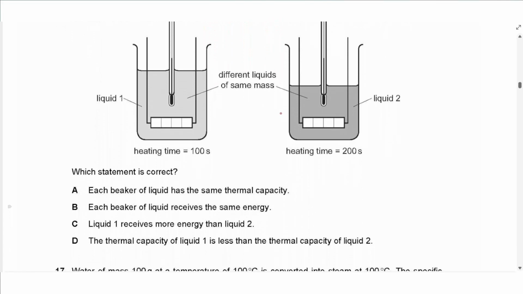Which statement is correct? Each beaker of liquid has the same thermal capacity. No, because different energies but same change in temperature. Each beaker of liquid receives the same energy. No, we said that one receives less. One receives more energy than liquid. No, it receives less. The thermal capacity of one is less than thermal capacity of two. Yes, because it needs less energy to heat. So the answer here is D.